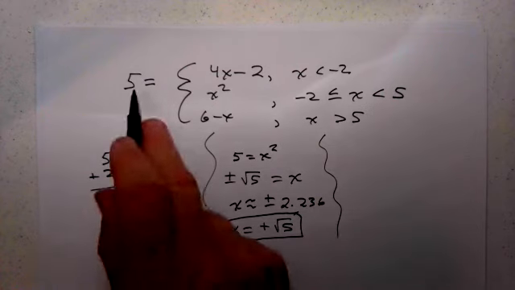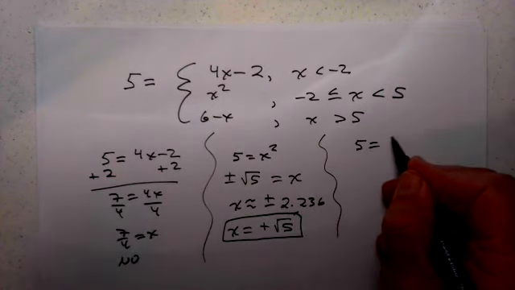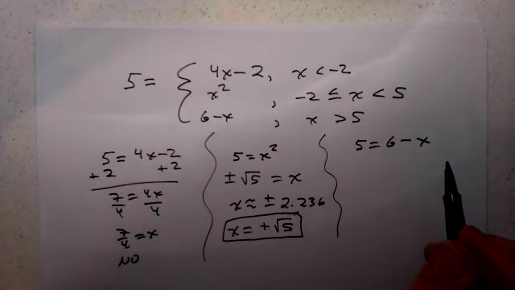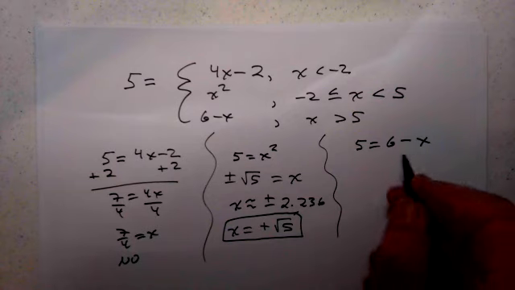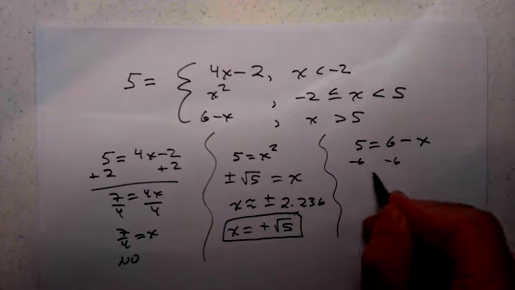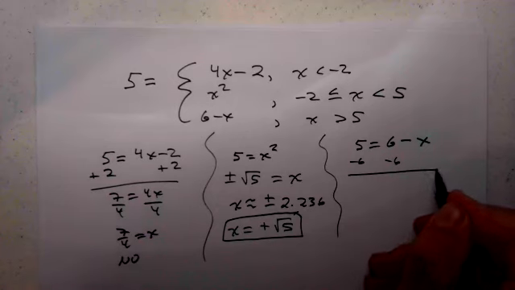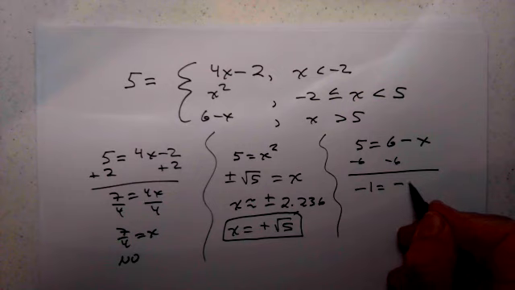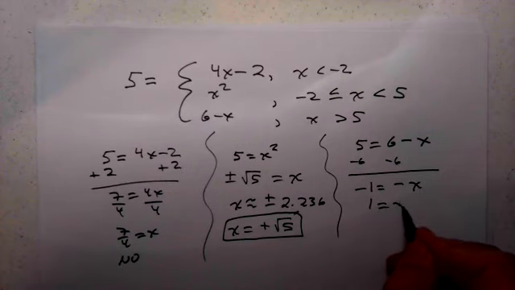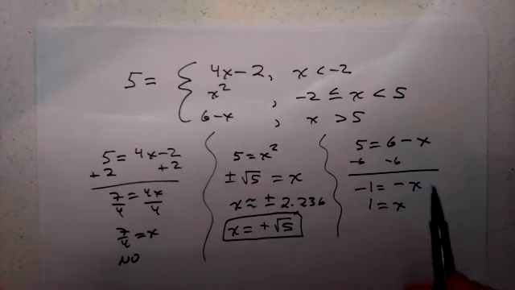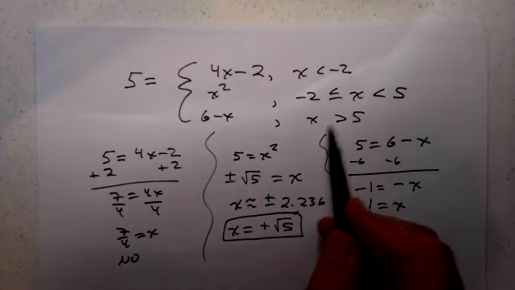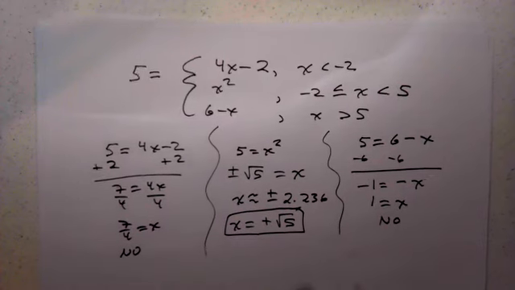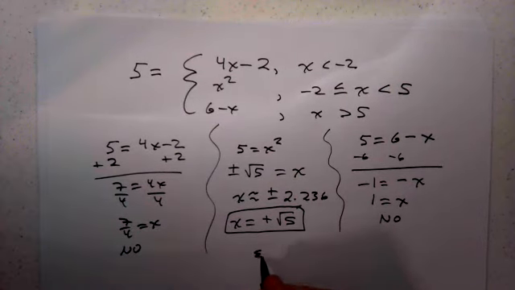And finally, I have 5 equals 6 minus x. This rule only holds if x is bigger than 5. Well, how am I going to answer this? Maybe I will subtract 6 from both sides. What does that give me? 5 minus 6, -1 is -x. Multiply both sides by -1 and I get 1 equals x. Of course, 6 minus 1 is 5. But is that in my interval where x is larger than 5? No, it's not. So my only solution to this is x equals the square root of 5.